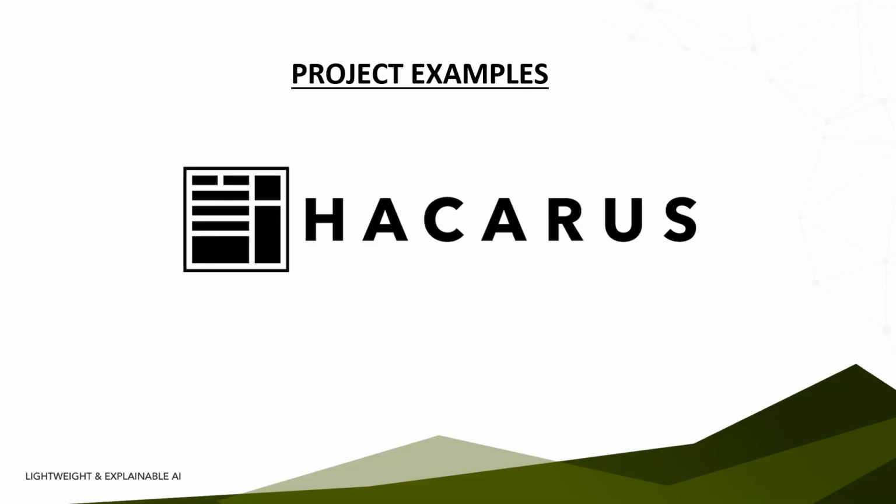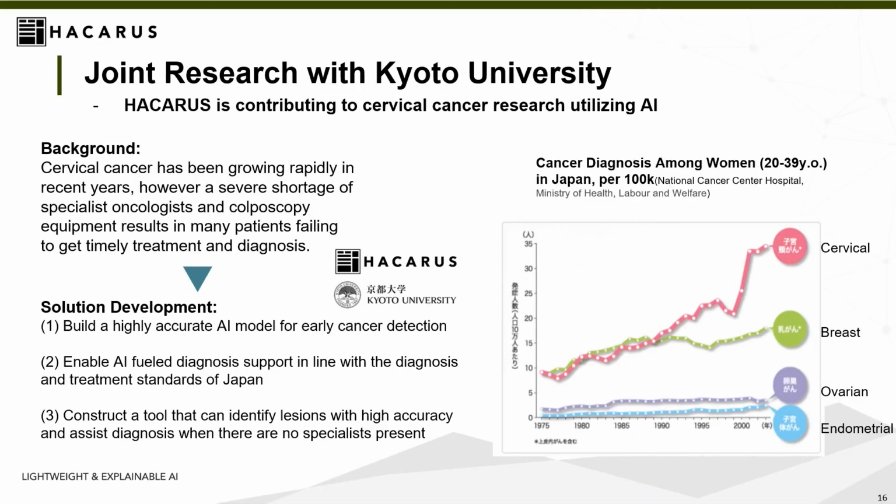In the final part of this webinar, 2 HACARUS projects will be introduced. Both are focusing on developing AI diagnosis tools. The first project example is the joint research with Kyoto University. The focus is on cervical cancer.